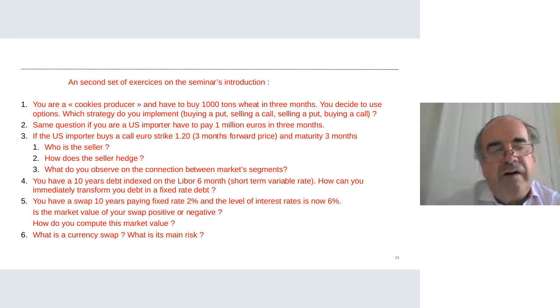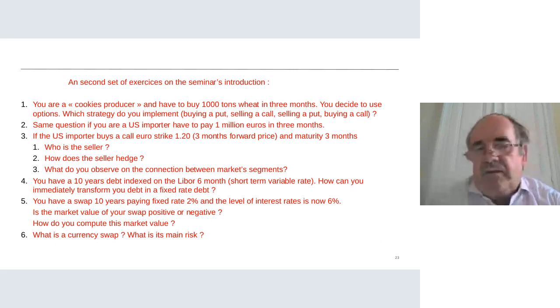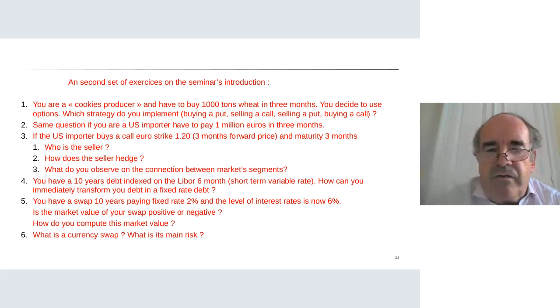Very well. If some of you find this session too easy, you don't hesitate to say you don't answer. If the US importer buys a call on euro, strike 1.20 and maturity 3 months, who is the seller? Very good question before the break. Who is the seller? How does the seller hedge? What do you observe on the connection between market segments? We will stop with that because it's a very interesting question.